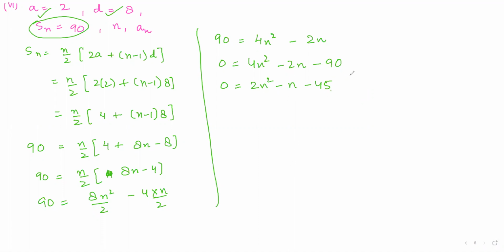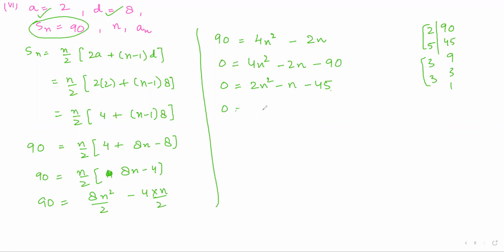So 2 into 45 is how much? 90. So you take prime factors of 90. 2 into again 45, right? Then you use 5 into 9, and then 3 into 3, 3 into 1. These are the prime factors. Now you have to get like minus of 1 here in the middle term, right? Okay. So which combinations you can take? You can take 10 and 9, right? 10 and 9 you can take.